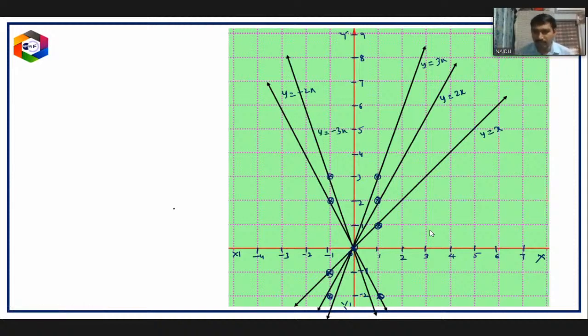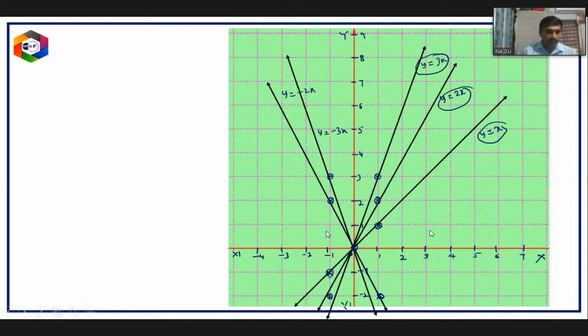So this is y = x, this is y = 2x, and this is y = 3x. Now all these graphs are passing through this point. From this, a few questions are asked. Observe, children. Here are the questions. What are the questions?